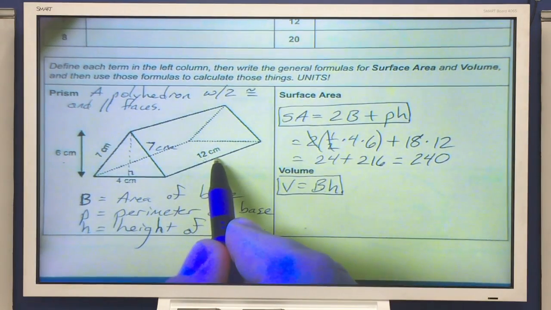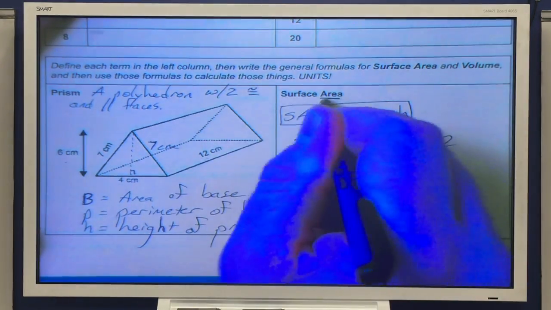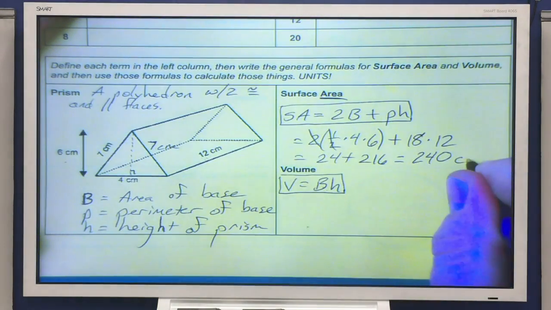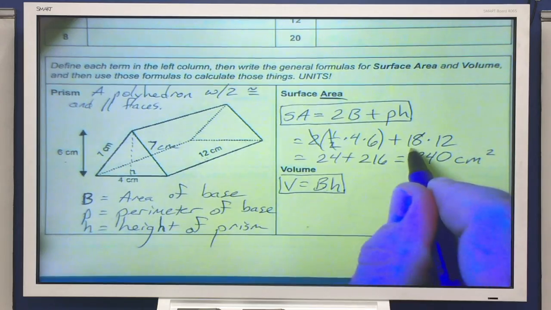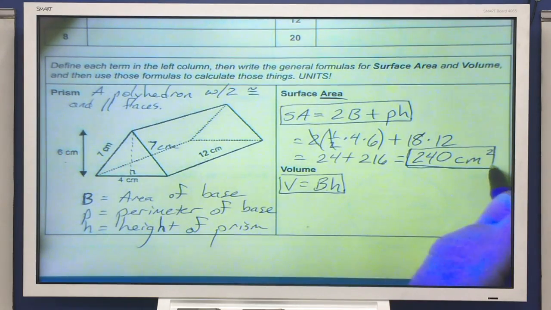And because we're talking centimeters and we're talking area, this is area. Area always has squared units. Always put units on your answer.